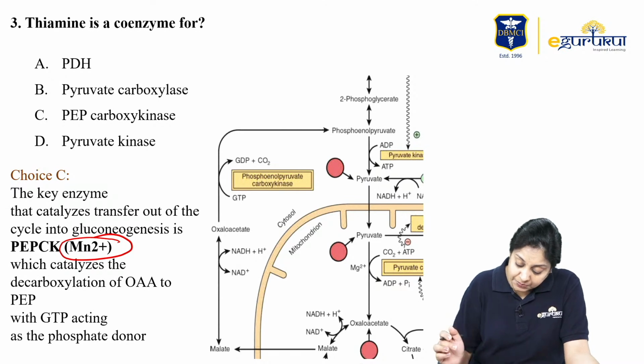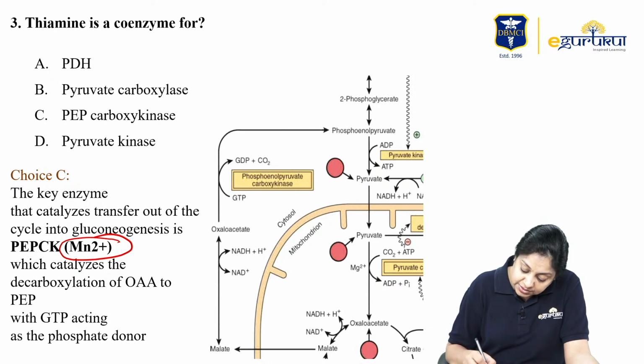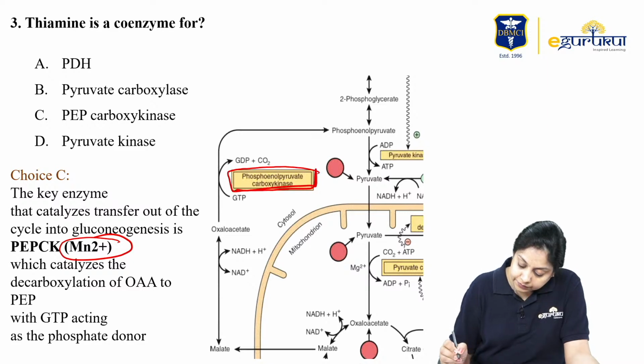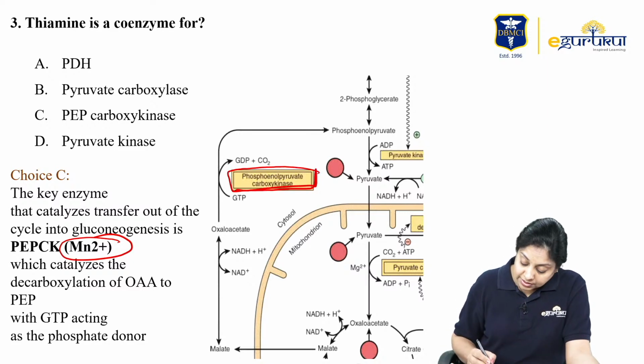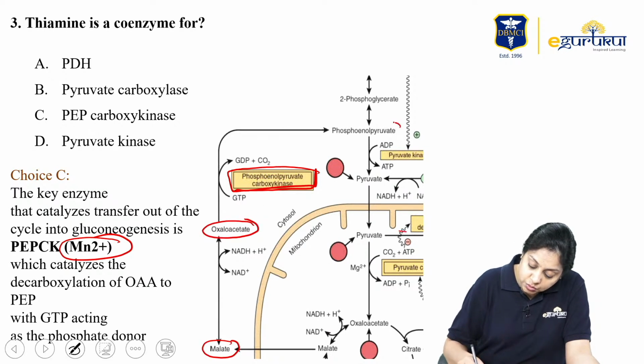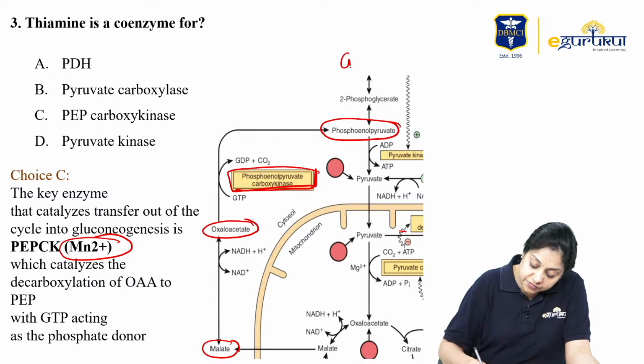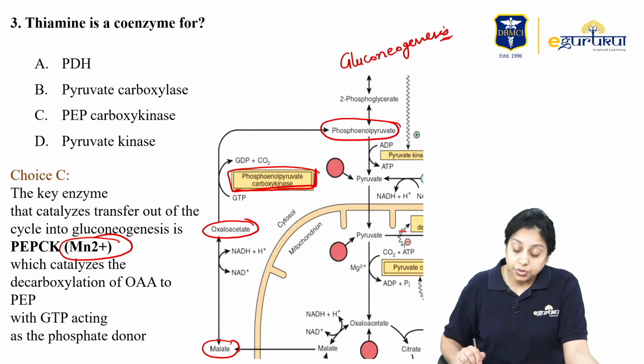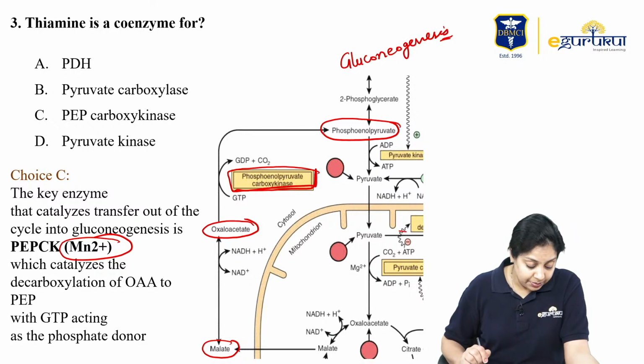So this is PEPCK. Where do you see the PEPCK? This is this enzyme. This is doing what? This is converting oxaloacetate to phosphoenol pyruvate, which will go to gluconeogenesis. So it is activated in gluconeogenesis and it requires manganese ion.